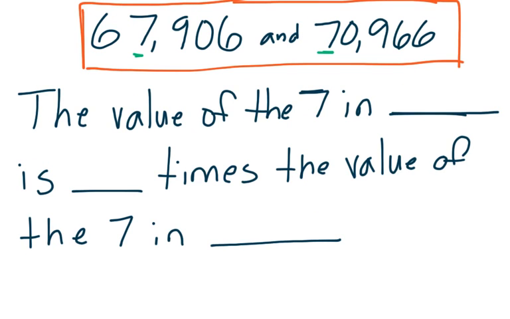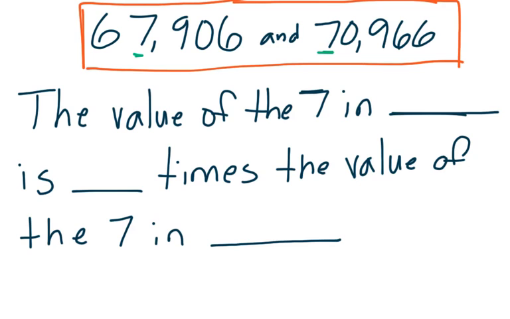Okay, here we're looking at the number 67,906 and 70,966, and we're focusing on the value of the 7. I want you to fill in this riddle. The value of the 7 in blank is blank times the value of the 7 in blank. Do that now.